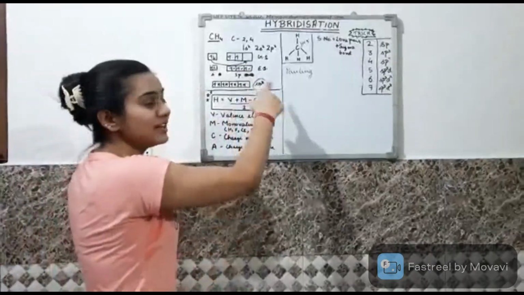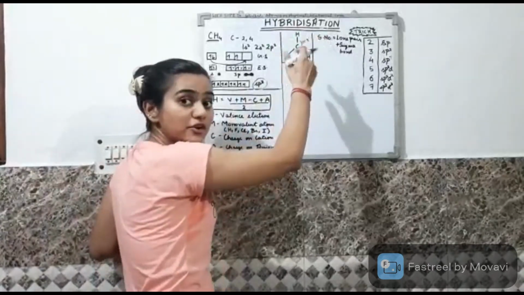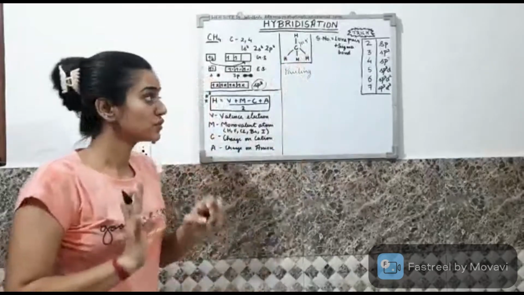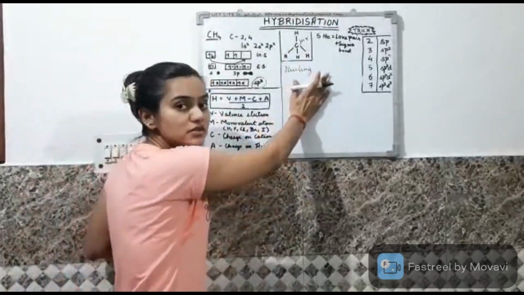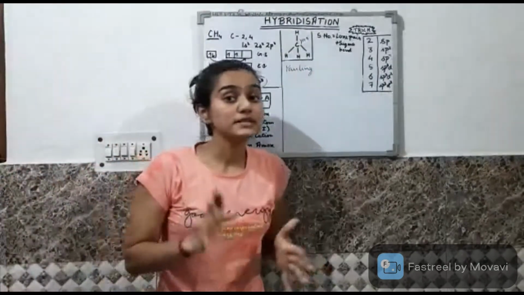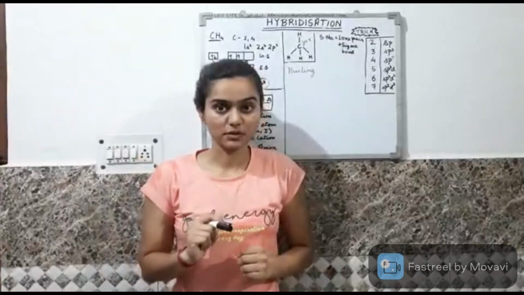From this, we can explain the experimental finding. That is why all the hydrogens attached in methane have the same bond length, and this is the bond angle. So this is how hybridization explained the structure of methane. Now let's move on to the second part, which is how to calculate hybridization in a molecule.